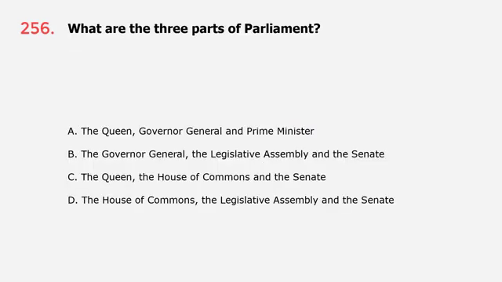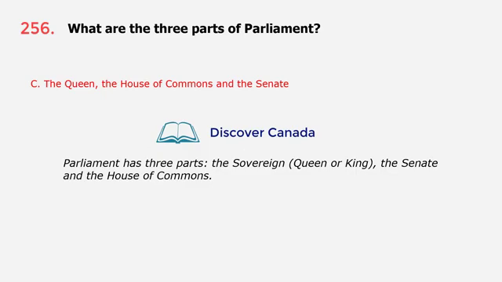Question 256. What are the three parts of Parliament? A. The Queen, Governor-General, and Prime Minister. B. The Governor-General, the Legislative Assembly, and the Senate. C. The Queen, the House of Commons, and the Senate. D. The House of Commons, the Legislative Assembly, and the Senate. The answer is C. The Queen, the House of Commons, and the Senate.